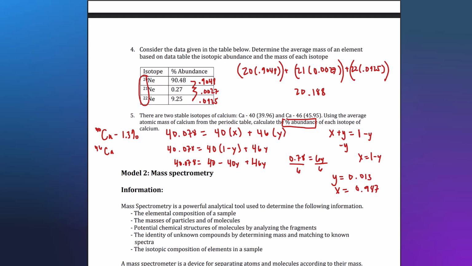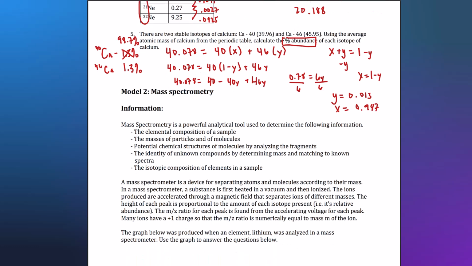Oops, I messed up. That's opposite. So it should be 98.7%, and then calcium 46, which would be Y, is 1.3%. So don't make that mistake that I did. Make sure that you realize what your X's and your Y's are. Now the reason that I was able to catch that mistake was because if you look at your original atomic mass, it's 40.078, so your calcium 40 should be the most abundant type. All right, so don't make the mistake I did. Make sure that you realize what your X's and your Y's are standing for.